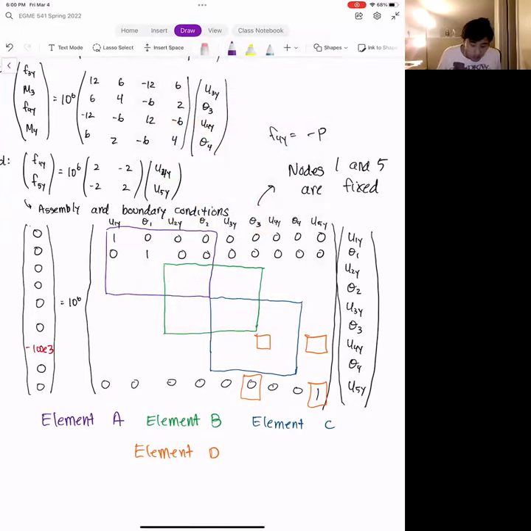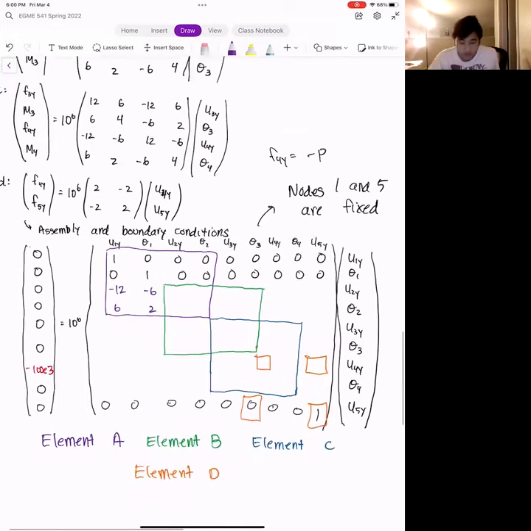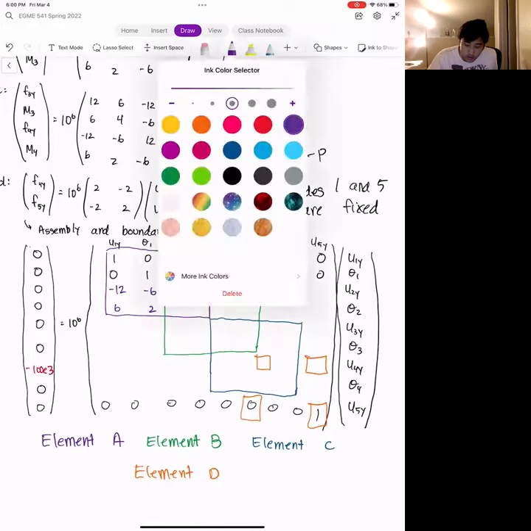Okay, so now let's go ahead and add the element stiffness matrices here. Luckily they're all the same, so we can just add these together simply. We have minus 12 here, minus 6, 6, and 2. That's the bottom left of the element stiffness matrix. Then we have the overlap part, the overlap of the bottom right of element A and the top left of element B, and we add those together.